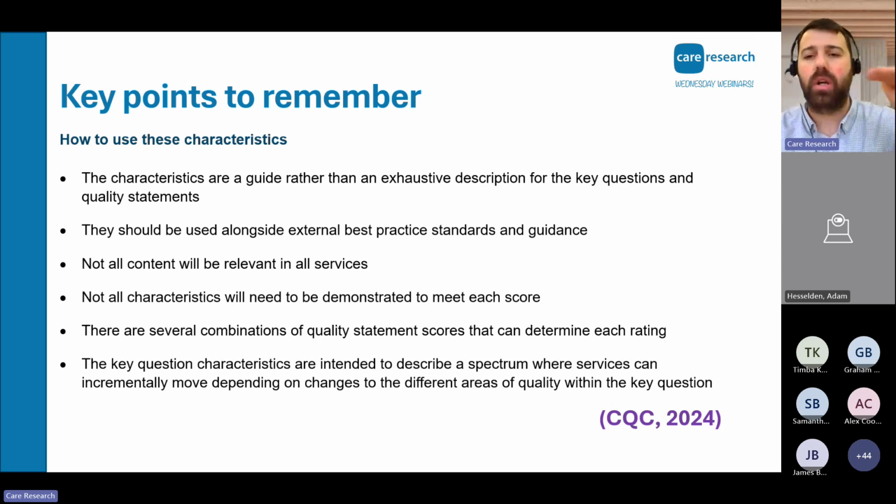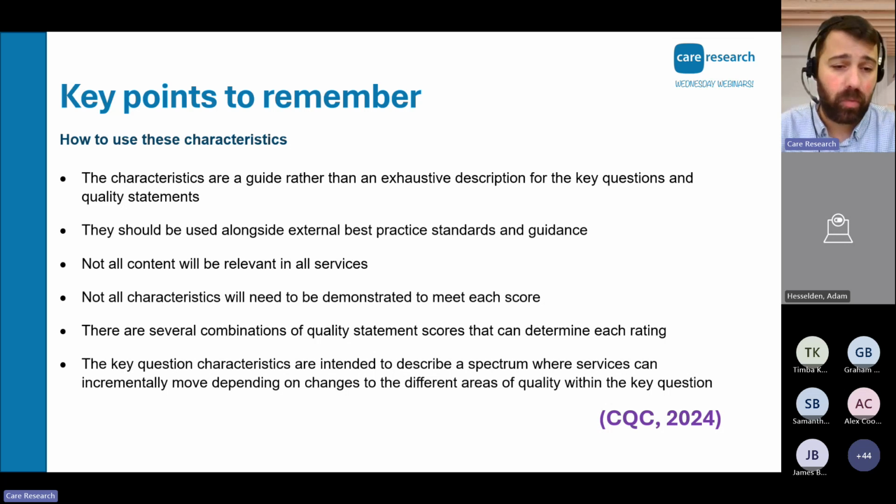It doesn't work like that. It is a guide. Bear in mind the way that you get your final score for each of those key questions, safe, effective, caring, responsive and well-led, is via the scores that you get for the quality statements. So that final key question rating is the culmination of those quality statement ratings. What you've got here is information on what to do for each quality statement and the score for each quality statement. That then leads into the final score for each key question.